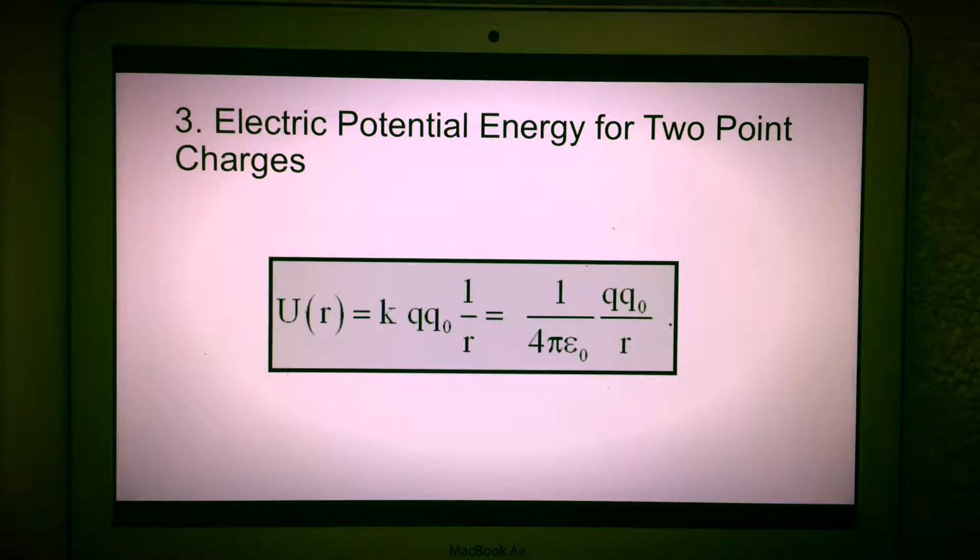Third, electric potential energy for two point charges. It is based on Coulomb's law. So the potential energy equals k times Q times Q0 times 1 over r. Rewritten, it is 1 over 4 pi epsilon 0 times Q1 Q0 over r. r is the distance between the two charges, and epsilon 0 is a constant.